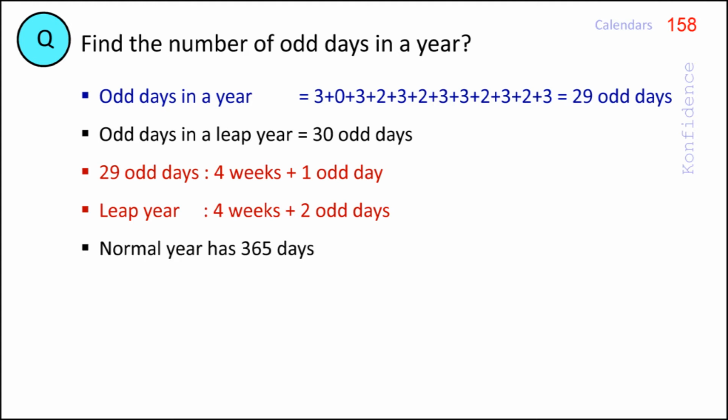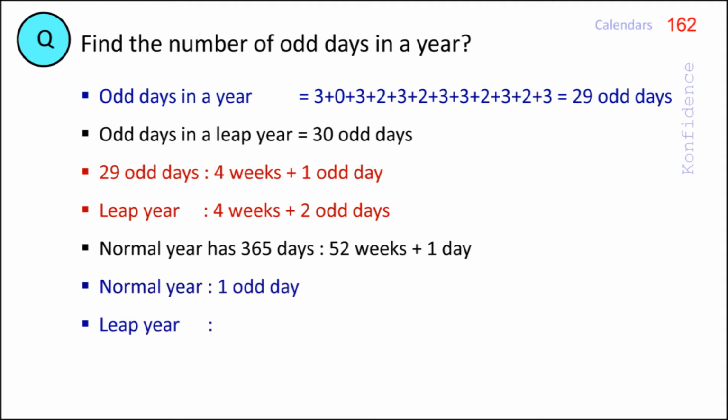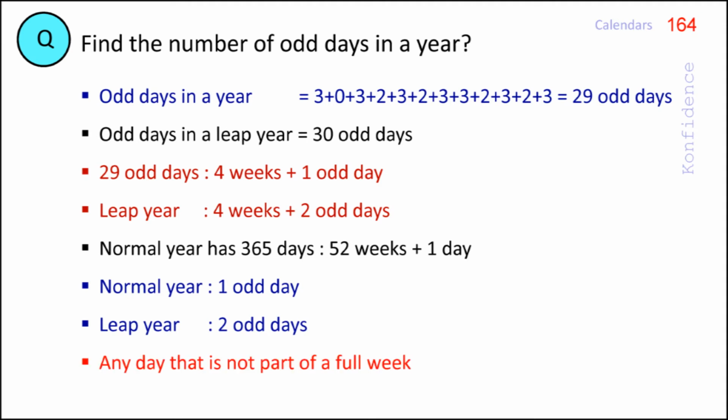Look at it this way. A normal year has 365 days. It is equal to 52 weeks and 1 day. Therefore, a normal year will have 1 odd day and a leap year will have 2 odd days. Is that not what we calculated using months? Yes. So, any day that is not part of a full week is called an odd day, and various months and years will have various odd days according to the number of days in them.